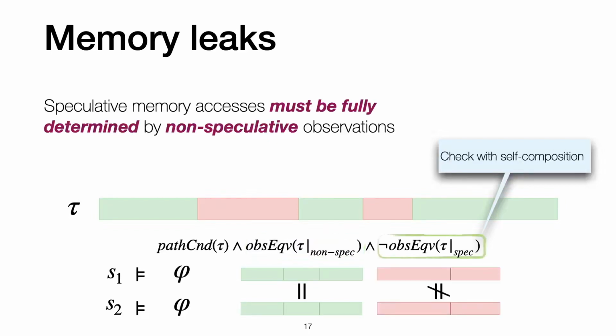Finally, we require that the observations produced during speculative execution are different. This is obtained by requiring that the red observations differ in the two states. This last conjunct ensures that the states produce different traces under the speculative semantics. So, if this formula is satisfied, we have a counterexample to speculative non-interference, and therefore we found the leak.